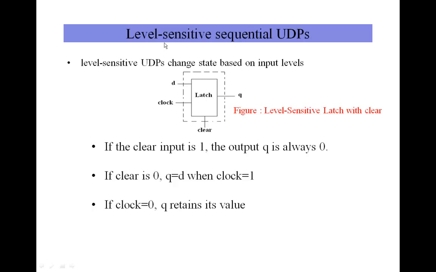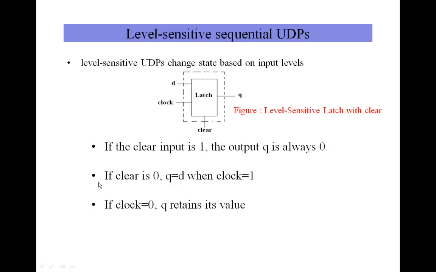This sequential UDP is level sensitive. No transition. We're not talking about what effect a transition will have on the output. We are talking about the level, that is, clear 1, clock 1, like that.